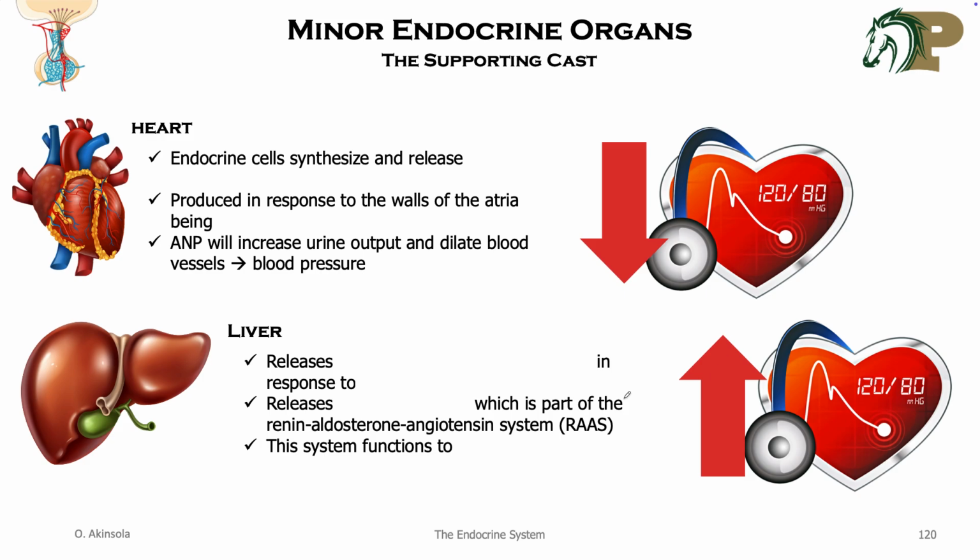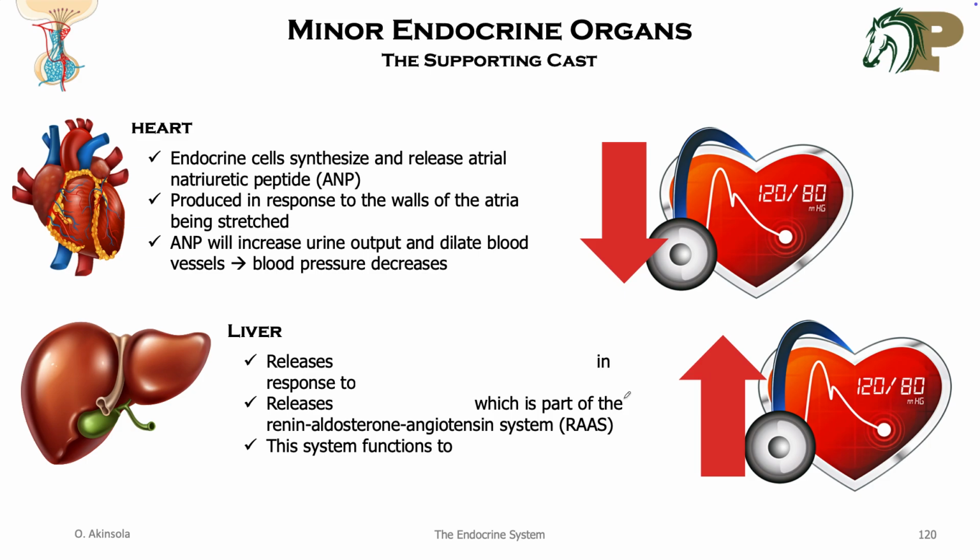From the heart, endocrine cells here will synthesize and release atrial natriuretic peptide, or ANP, very fitting, produced in response to the walls of the atria, those are chambers of the heart, being stretched. ANP will increase urine output and dilate blood vessels, which will lead to a decrease in blood pressure. So that's the purpose of ANP.